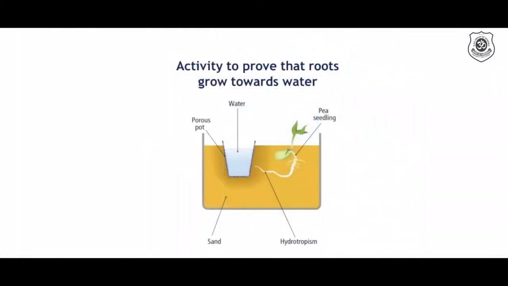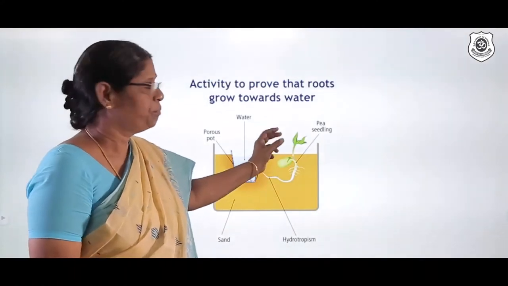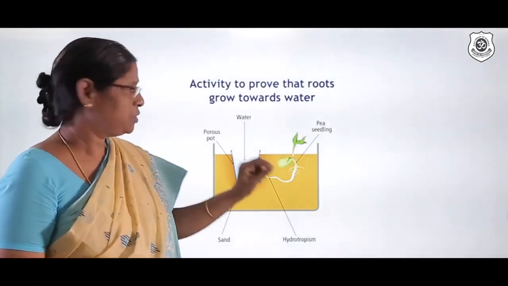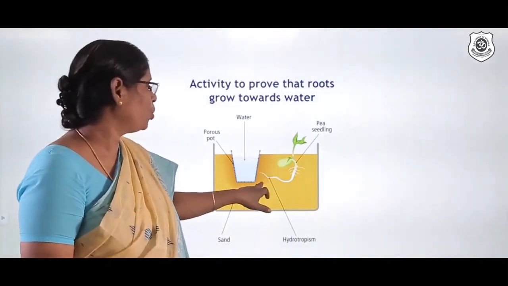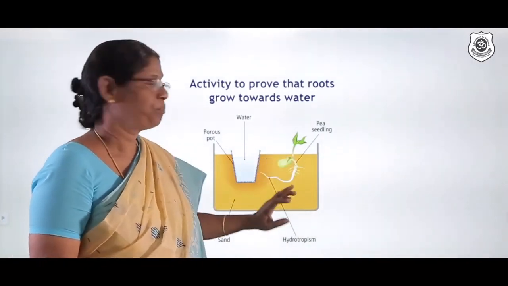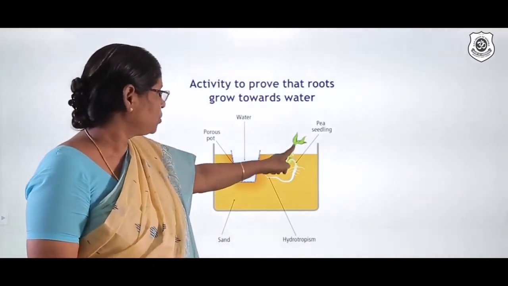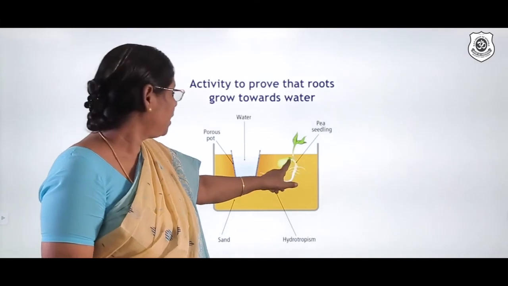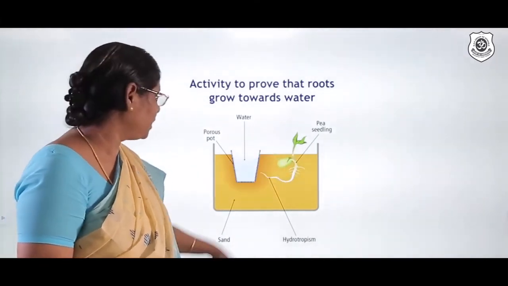Now this is an activity to prove that roots grow towards water. For this you have to take a trough and fill it with soil, and place a germinated seed in it, which has given out the root as well as the shoot. Here you see a small baby plant coming out, that is the shoot part, the plumule, and this is the radicle which starts growing there.